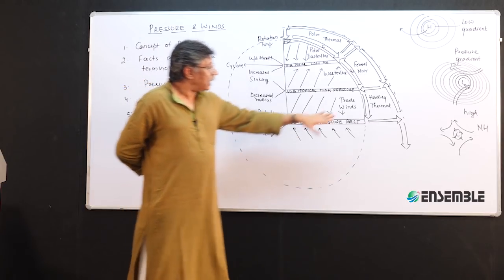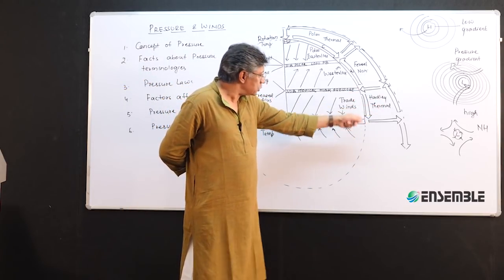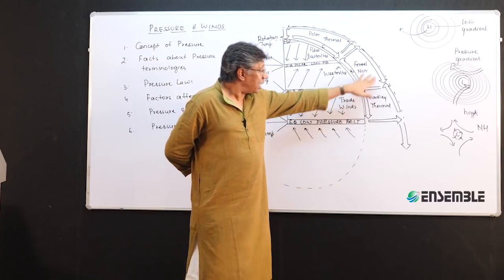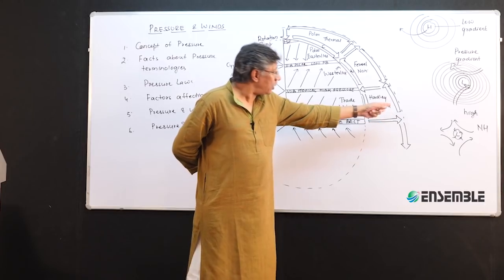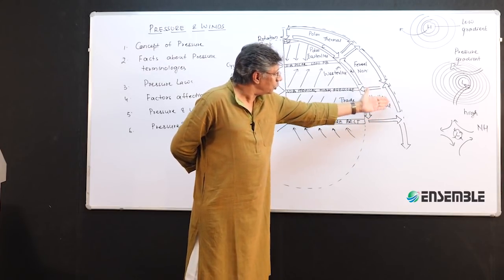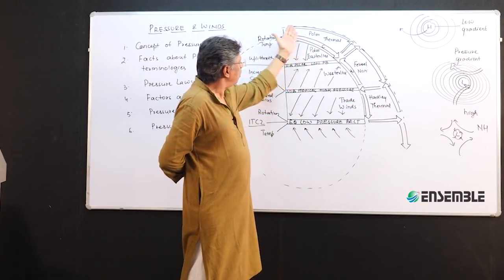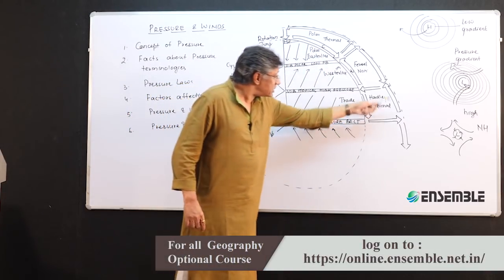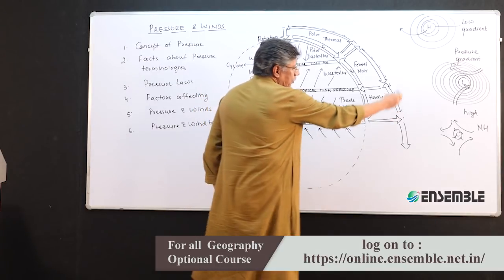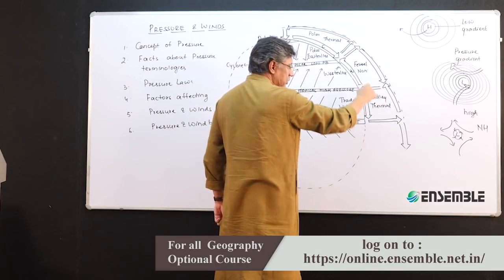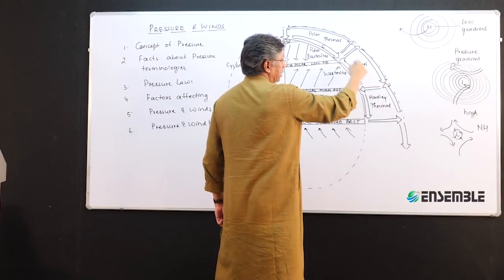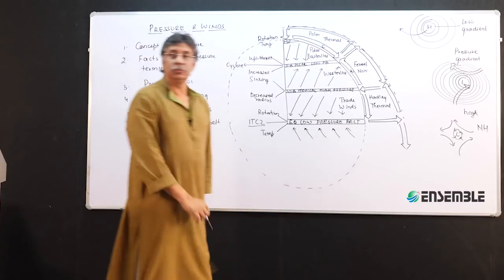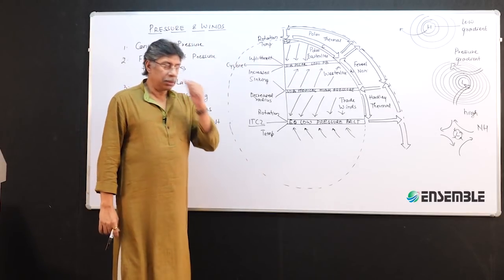Now you will find that there are going to be two different types of circulations. One is on the surface, that is surface circulation. Another is going to be upper air circulation. So there are going to be two types of circulations in a cell. In this cell, that is how exactly it keeps on moving: one on the surface, another in the upper air. That's the way the movement takes place.